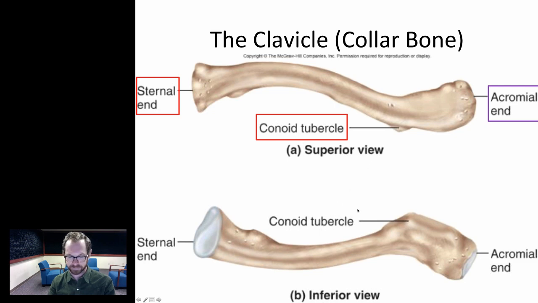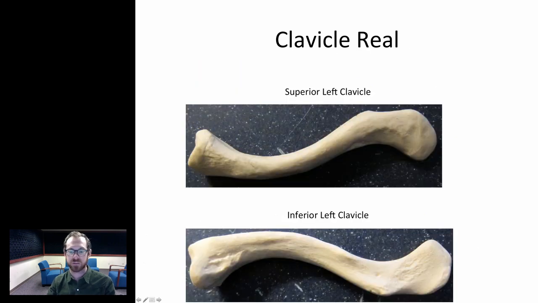And the final piece that we need to know is anterior and posterior, and we're going to use this conoid tubercle again, and that conoid tubercle is going to be on the posterior side of the clavicle. And so with that in mind, we have a right clavicle here. Here's an image of a left clavicle, and this is of a real clavicle in lab.